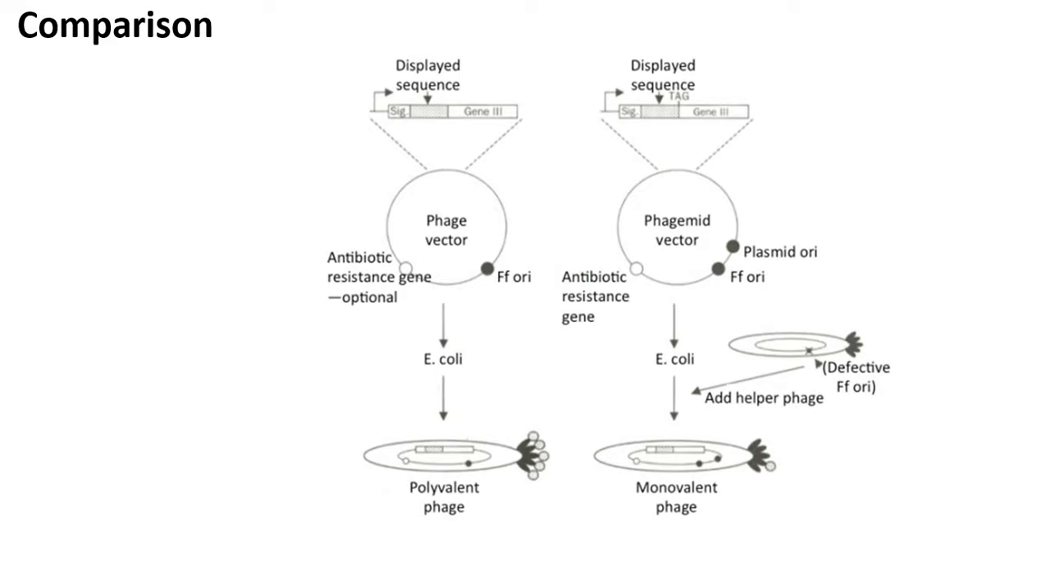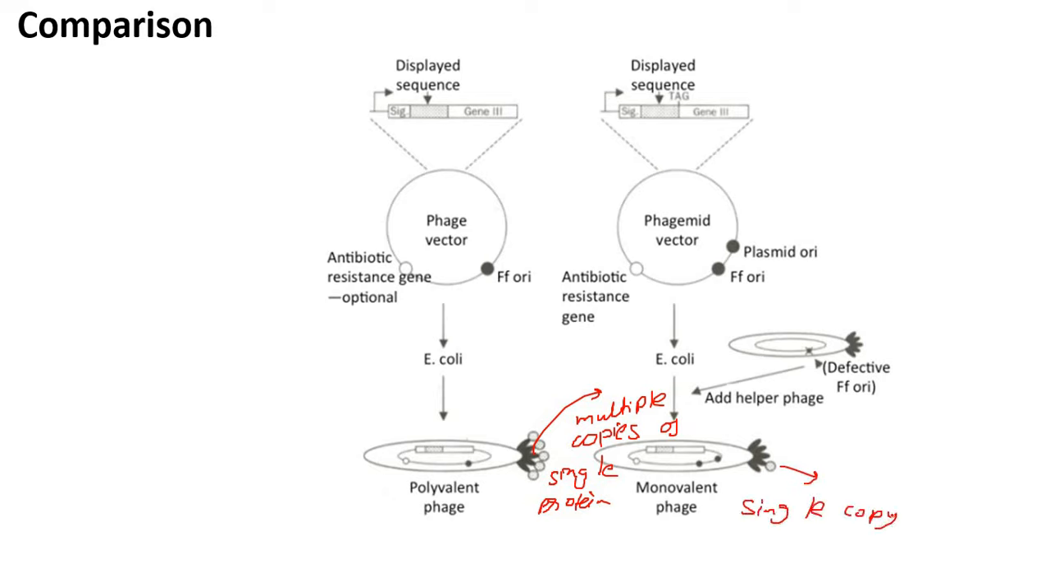Here you can see the comparison. This is the phage vector, this is the Phagemid vector. This is the P3 protein. Again, this is the P3 protein. You have your displayed sequence along with it, and when you transform in the E. coli, you will get the phage particle that has the coat protein, and that will show the multiple copies of a single protein. Here we can see the multiple copies of a single protein, and here you will get a single copy.